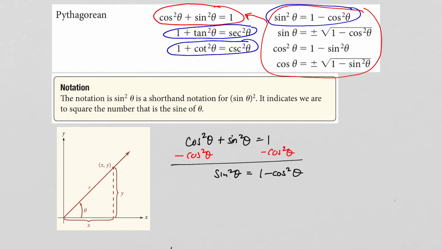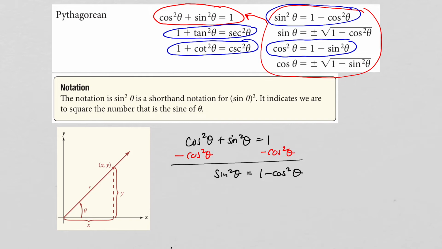Now, in a similar way, I didn't have to subtract cosine squared. I could have subtracted sine squared if I wanted to. And if I would have done that, we would have gotten this one. So those two identities right there come from just subtracting cosine squared or sine squared from both sides of the equation. So those are just alternative formats of the same identity.